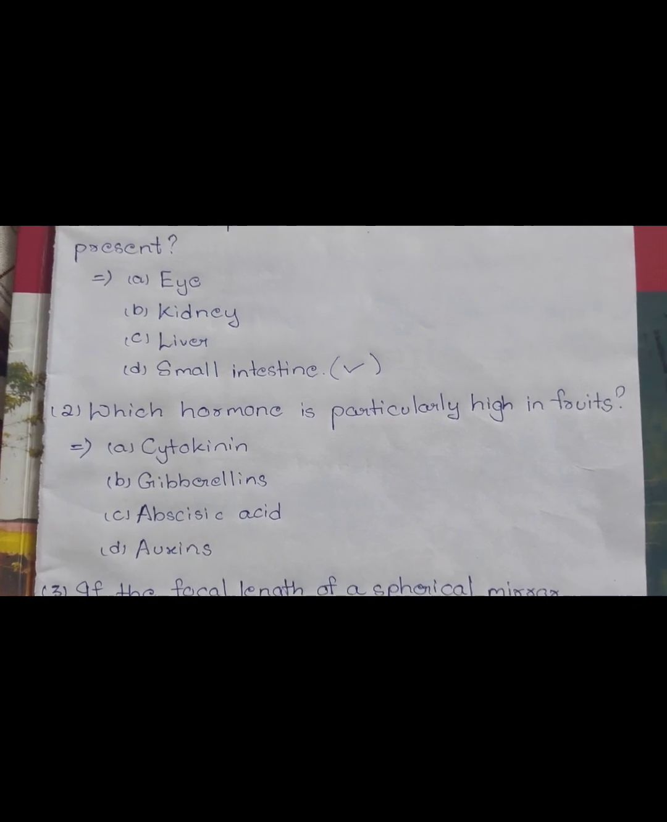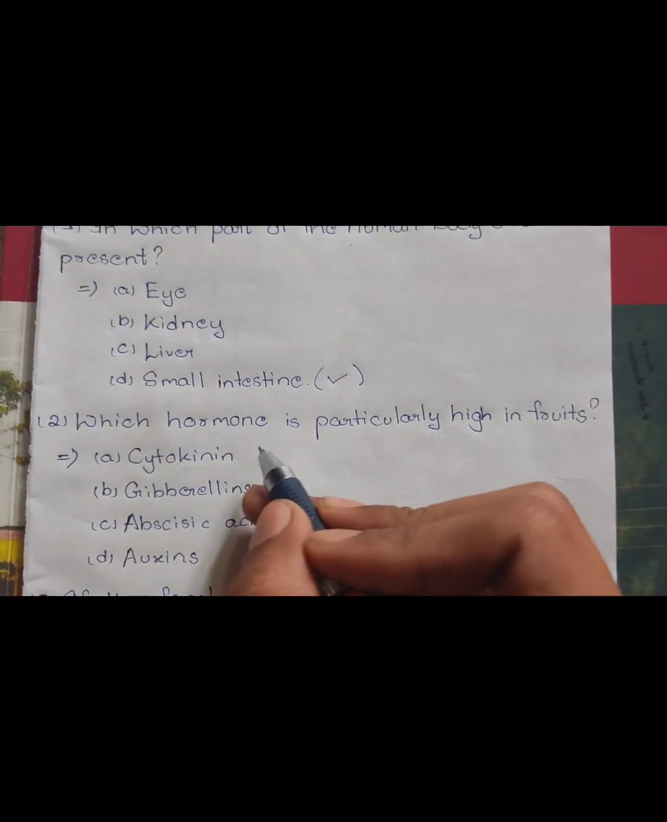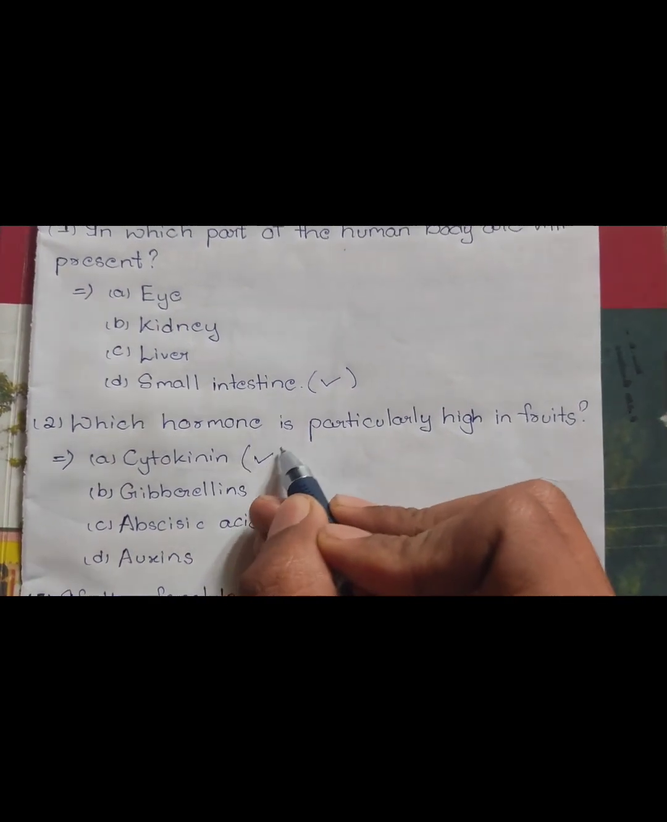Next question, which hormone is particularly high in fruits? Option A, cytokinin. Option B, gibberellin. Option C, abscisic acid. Option D, auxins. So the right answer is option A, cytokinin.